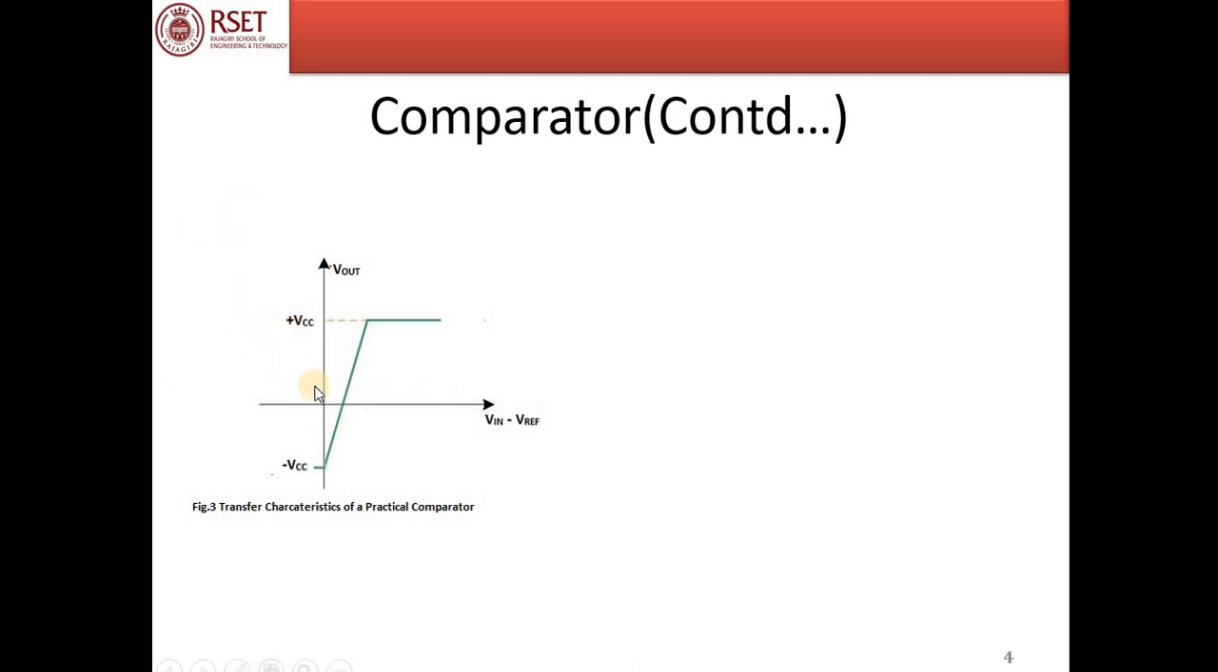This region is called the region of uncertainty. And the reason for this slight increase in the input voltage is due to the presence of input offset voltage of the comparator.